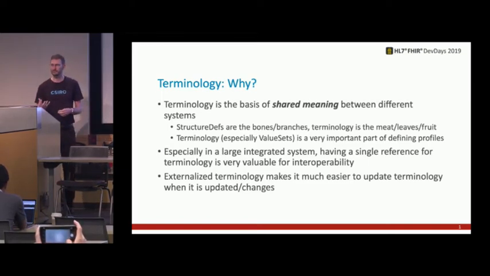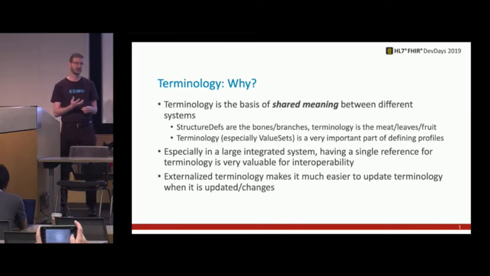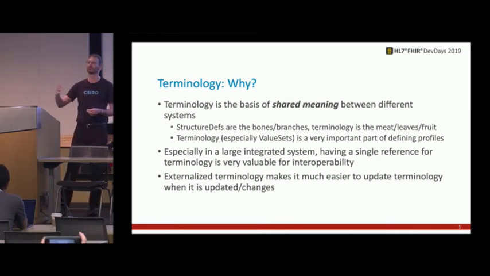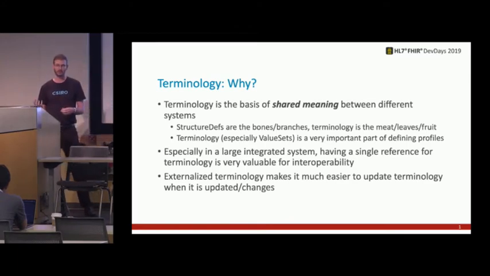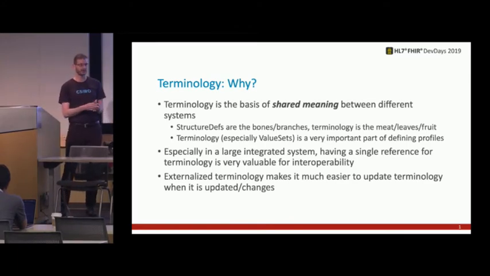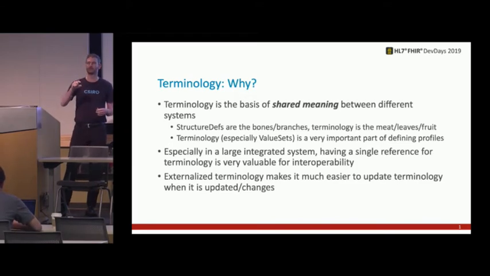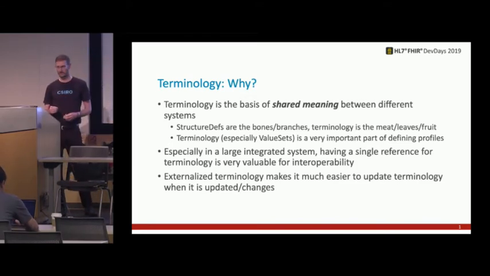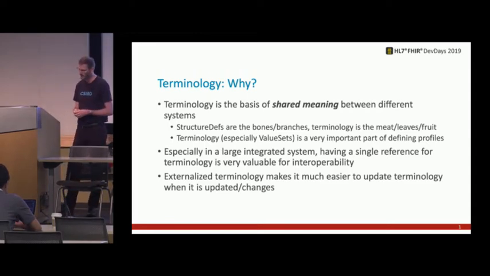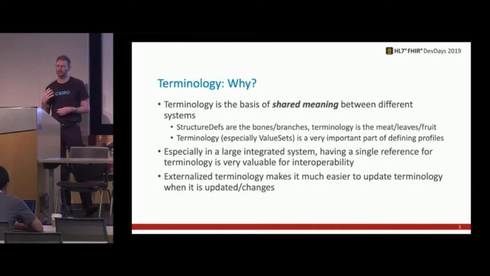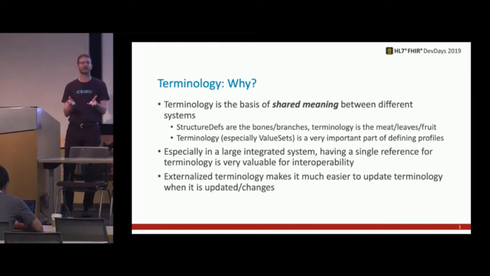Terminology is really important in FHIR because it's the basis of shared meaning. So when we exchange these resources between different places in the system, the structure definitions that FHIR gives you give you the skeletons of the structure, but the real meaning lives in the leaves, or the meat on those bones. And that's where terminology is. So the codes that you've got in the different elements in your FHIR resources, that's where the shared meaning is between systems.